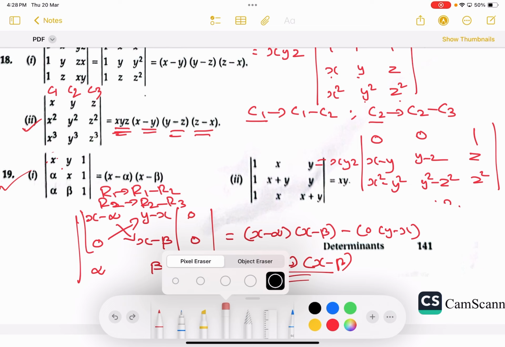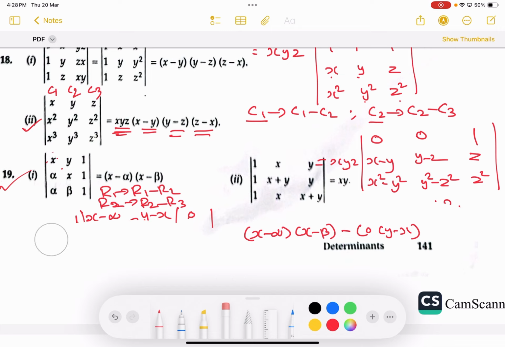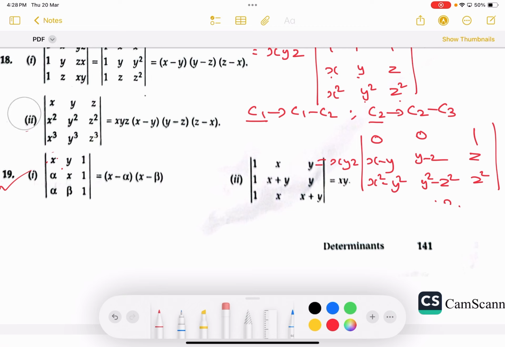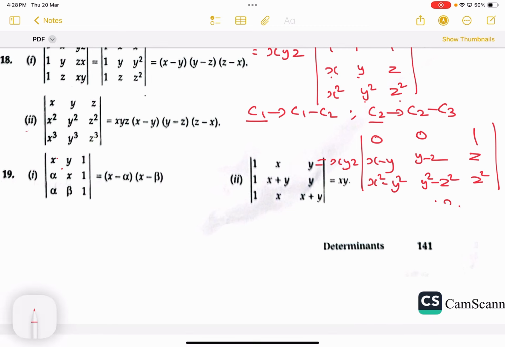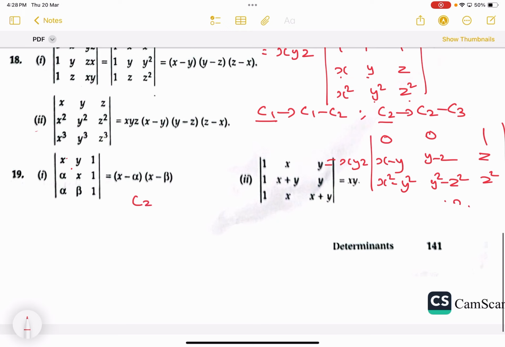You can try column 2 minus column 3. What did you get? I did R1 is R1 minus R2 and R3 is R3 minus R2. Okay, so she did it by row. I'll try this time with the column. Both you can check. Column 2 minus column 3, make it 1, 1, 1, x and y.